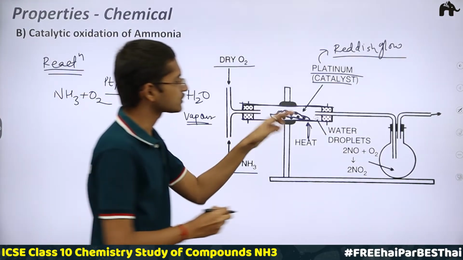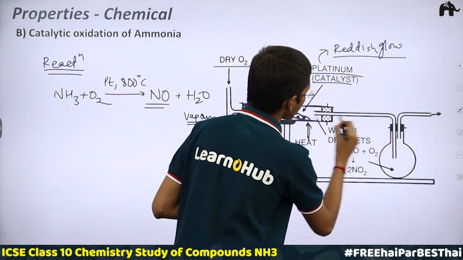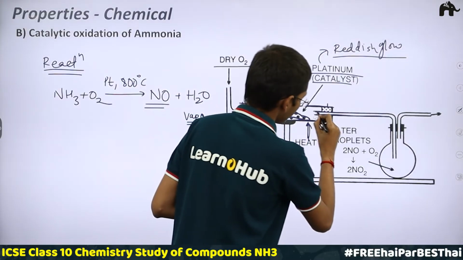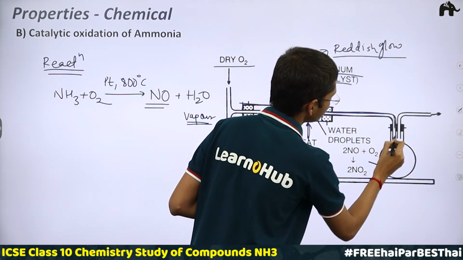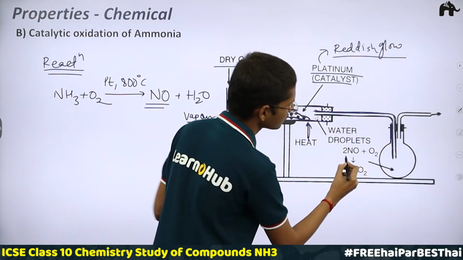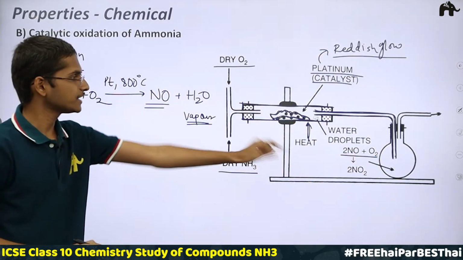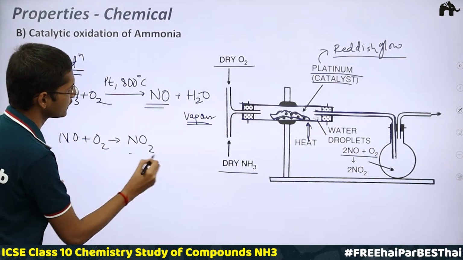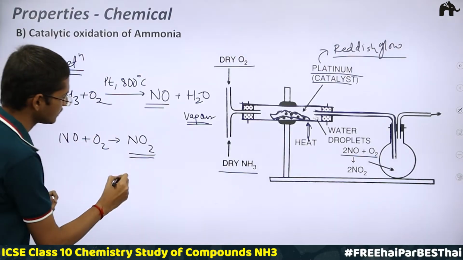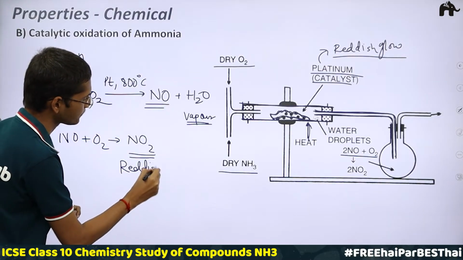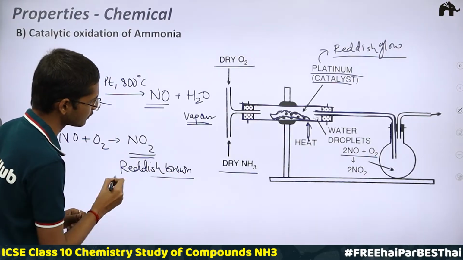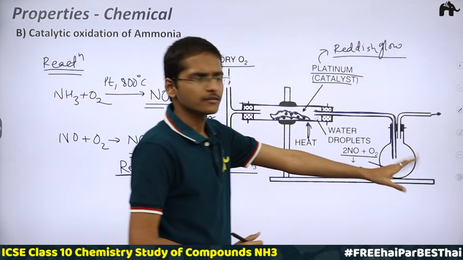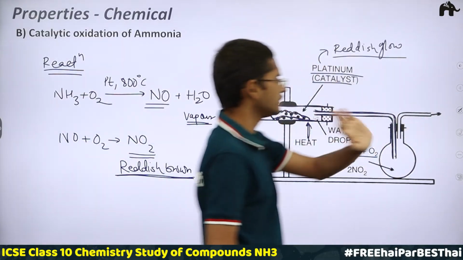We allow this nitric oxide to pass through this delivery tube. The water droplets you can see here would be formed in this combustion tube. Now this nitric oxide enters into this flask, and here it reacts with oxygen and forms nitrogen dioxide, NO2. This nitrogen dioxide gas has a reddish brown color. Very interesting to know. So now the reaction is done, and we can get the nitrogen dioxide gas out from this flask.